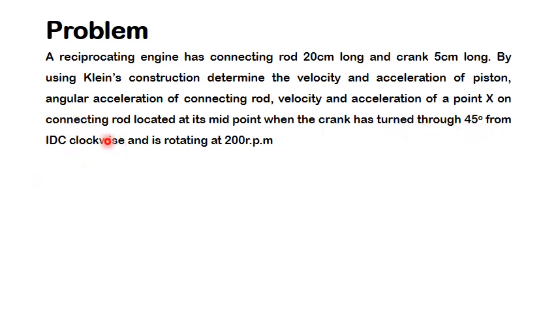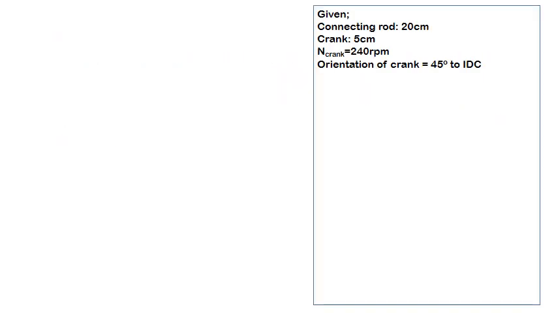So that's what has been given in the problem statement, and the speed of the crank is also given, which is mentioned as 200 rpm. Solve this problem. First, I have written the given data. The length of connecting rod is given, which is 20 centimeter. The crank length is given, which is 5 centimeter. The speed of the crank is given, 240 rpm. The orientation of crank is 45 degree from inner dead center. This much is more than sufficient to draw the configuration diagram.